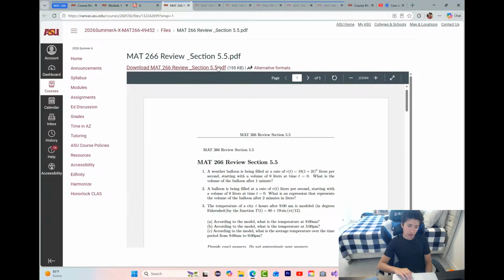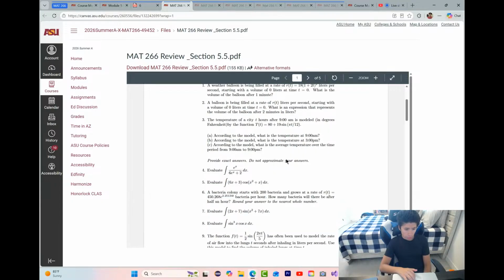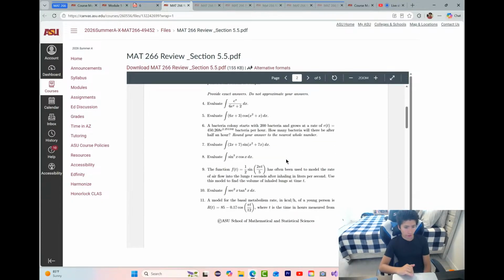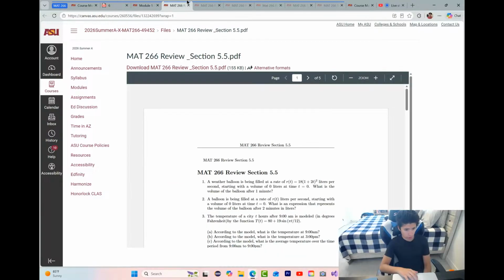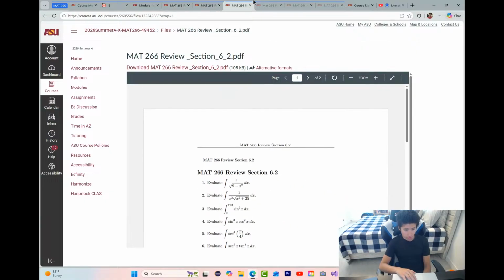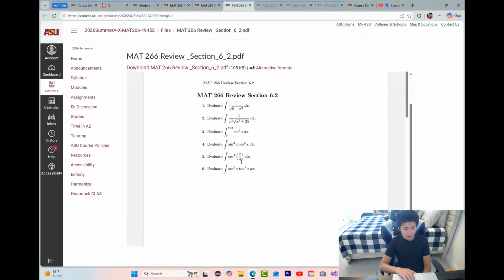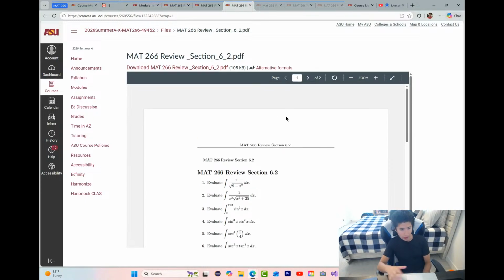So as you can see here, we have our Calc 2 review for 5.5. That's for U substitution. We should do these problems very well, and I think it mentions that I should do these without notes, so that's something to work on. Then we have 6.1, integration by parts. We have 5 problems to do, so this is important. Here we have 6 problems to do for trigonometric integration and substitution. These are very good problems to do.